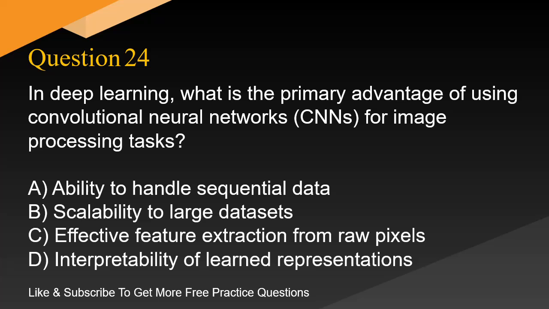Question 24. In deep learning, what is the primary advantage of using convolutional neural networks, CNNs, for image processing tasks? A. Ability to handle sequential data. B. Scalability to large datasets. C. Effective feature extraction from raw pixels. D. Interpretability of learned representations.